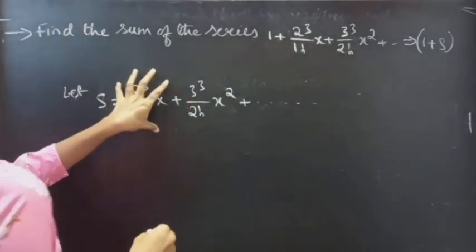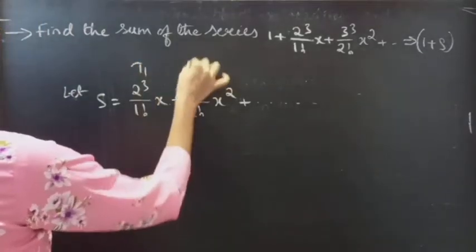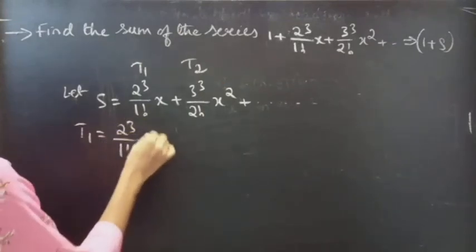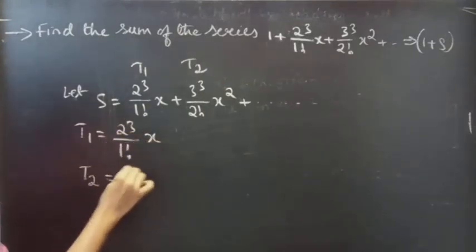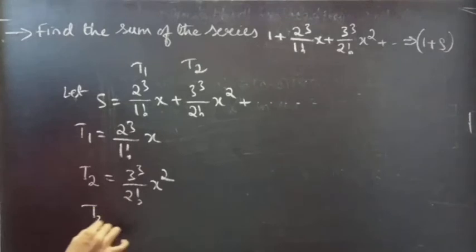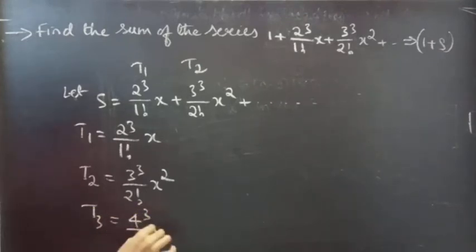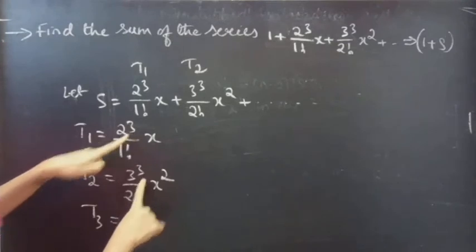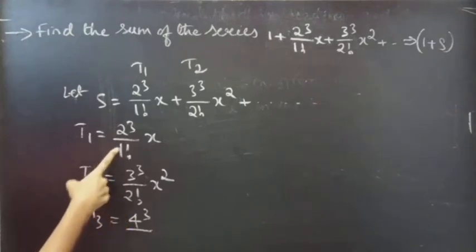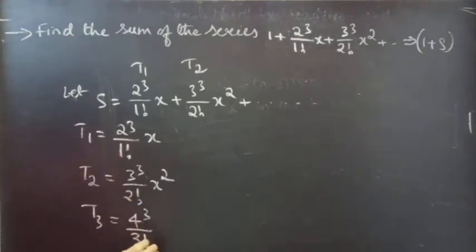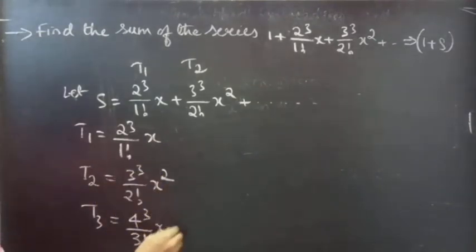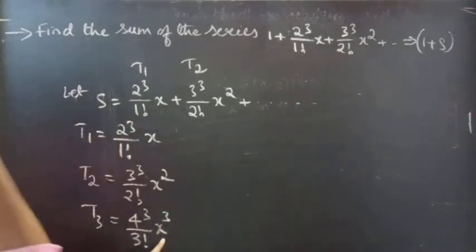Let's represent the first term by t1 and second term by t2. Then t1 equals 2 cubed by 1 factorial into x and t2 equals 3 cubed by 2 factorial into x square. Likewise, we'll get t3, the third term, equals 4 cubed. So you have power 3 common. Next number will be 5. Here you're having 1 factorial, 2 factorial, so obviously you'll get 3 factorial here. And you have x in the first term, x square in the second term, so in the third term you'll get x cubed.